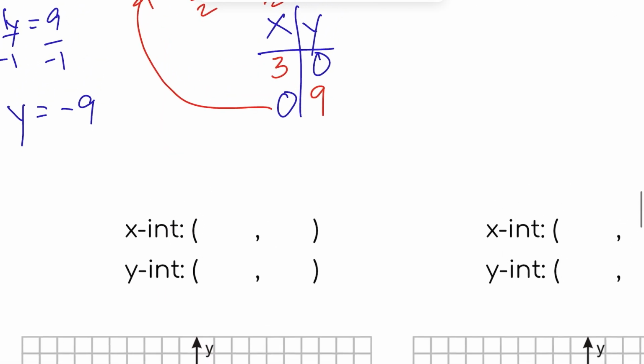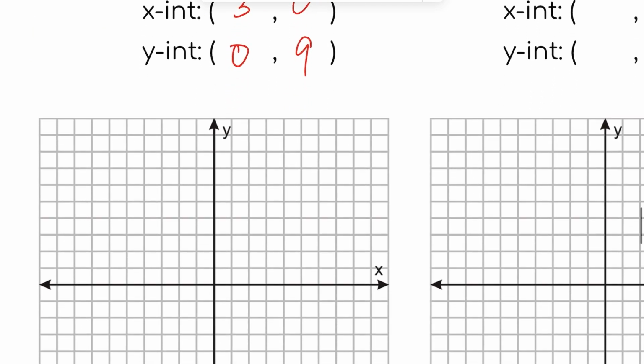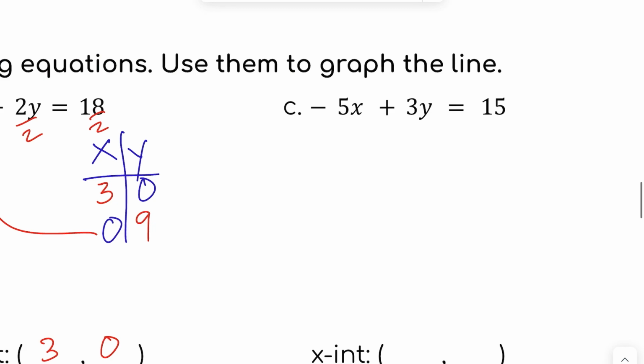So now we're going to go graph these. So we got 3, 0, and 0, 9. Very similar to the other one we just did. And moving on, third one.